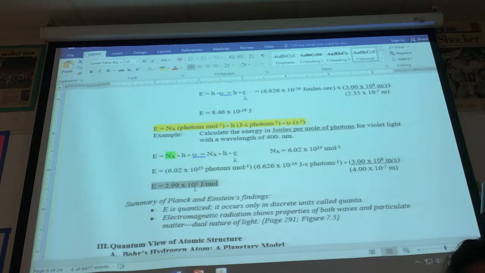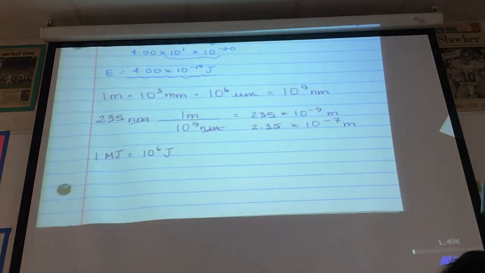Okay? The other thing I do want to mention, since we're on conversions, is sometimes they will do megajoules. And 1 megajoule is 10 to the 6 joules. 1 megajoule is 10 to the 6 joules. So that's another conversion you're going to want to know. $1 million, if you have $1 million, 1 times 10 to the 6 dollars.